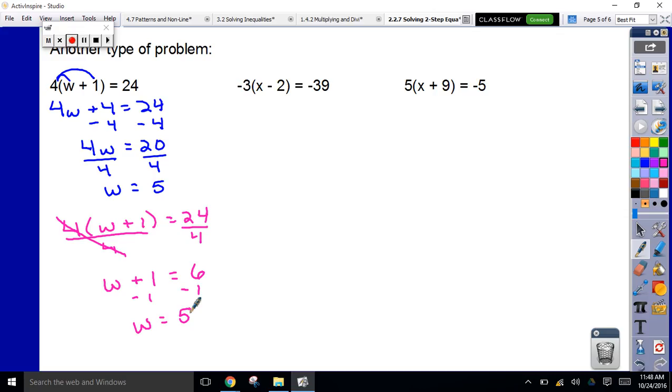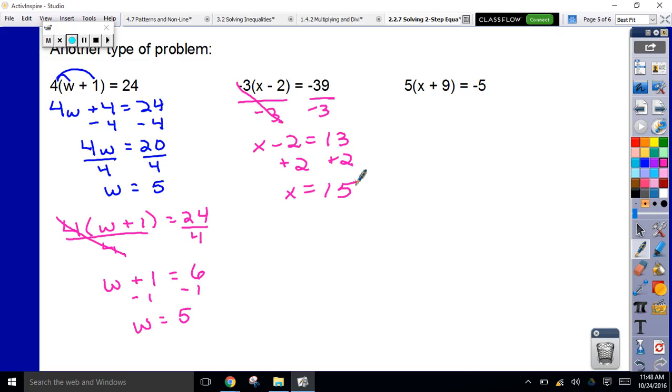So to get rid of this -3, Madison, what would we do? Divide by 3. By -3. There you go. So we're going to divide both sides by -3. We have x minus 2 equals 13. Adding 2 to both sides gives us x equals 15.